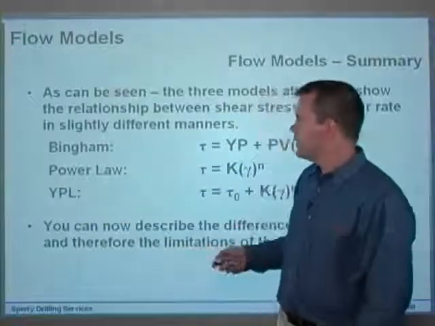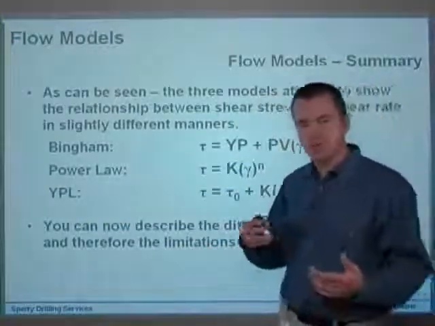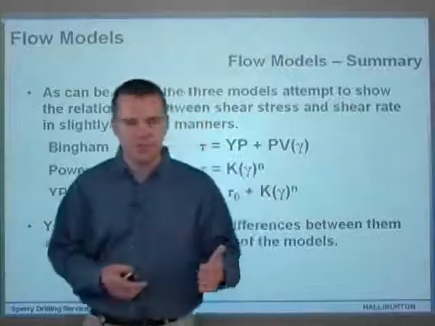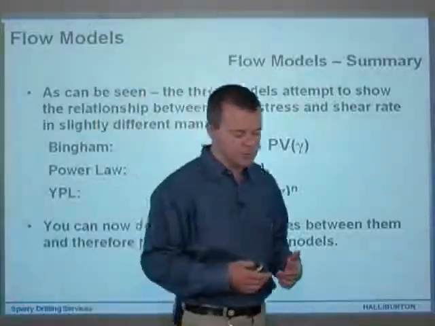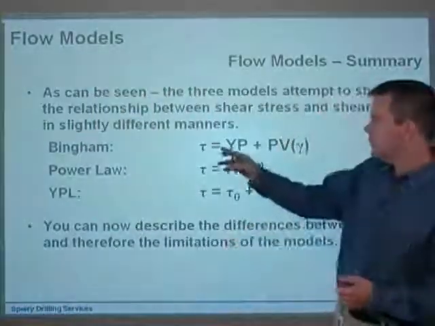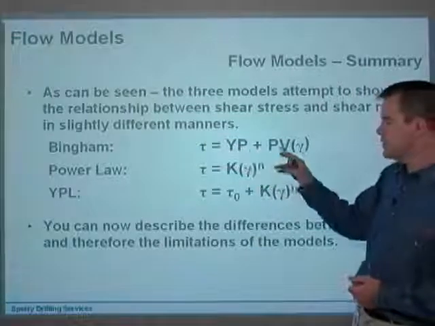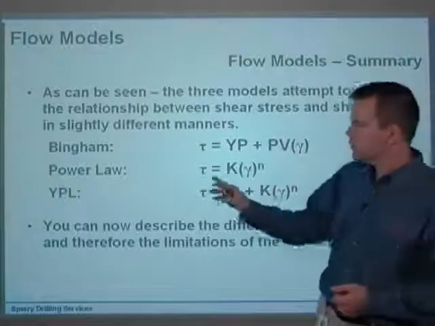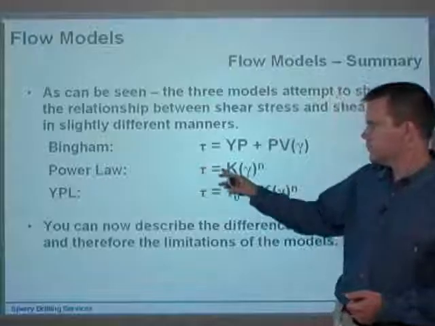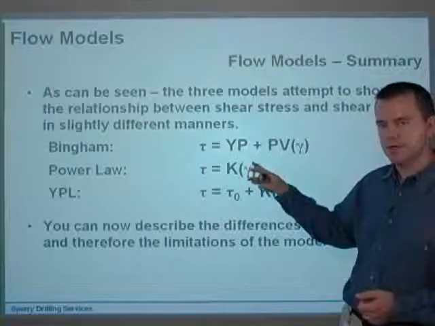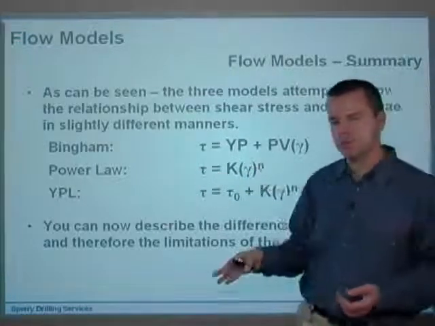So just in summary then, as can be seen, the three models attempt to show the relationship between shear stress and shear rate in slightly different manners. I'll just summarize what they do. Bingham gives you tau equals yp plus pv times gamma. Power Law, tau equals k times gamma to the power of n. Because it's to the power of n, that's why it's called the Power Law.